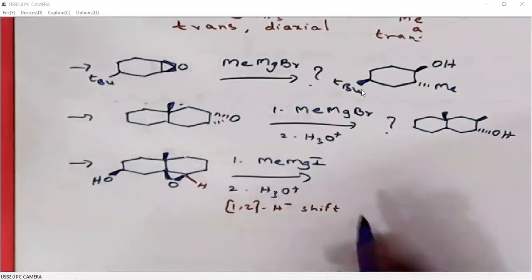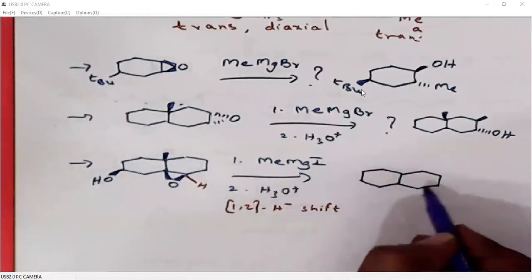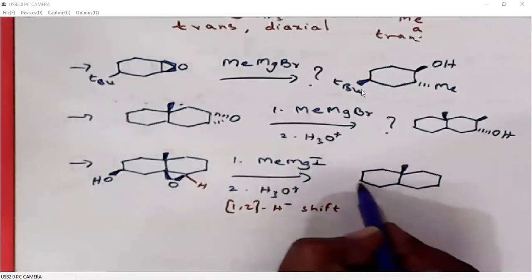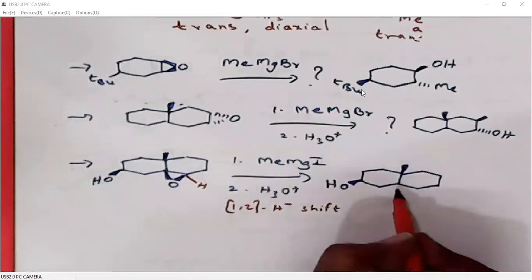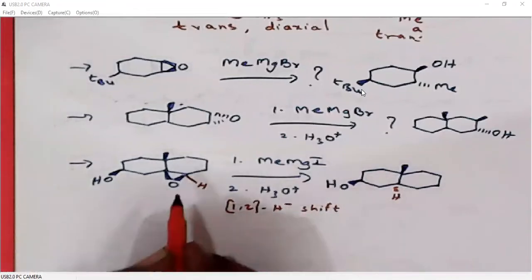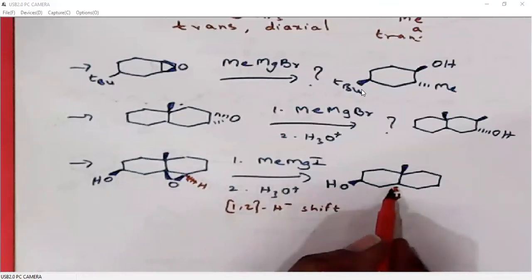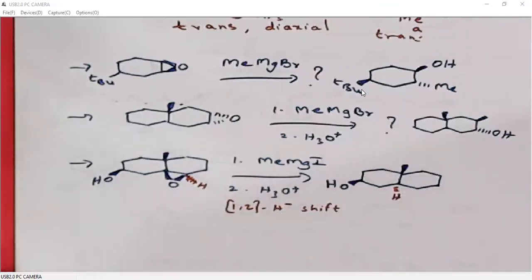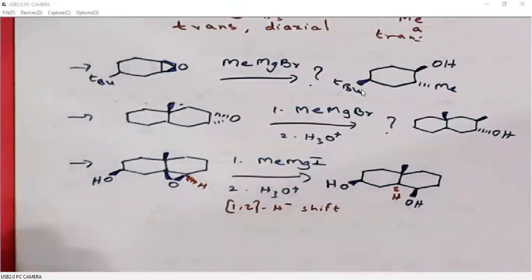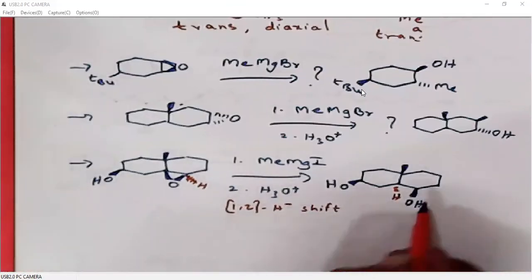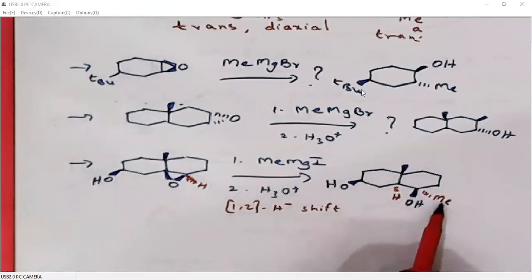So the carbonyl now will undergo... this hydrogen will be below the plane, because here it is below the plane, here also it should be below the plane. Then the carbonyl here will undergo a reaction with Grignard reagent. When you draw the chair conformation, we will see the stereochemistry of this alcohol. So this is the Grignard reagent.